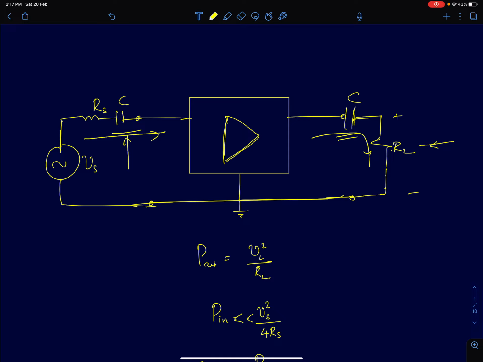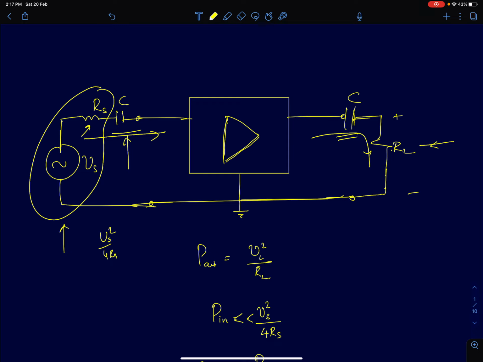Now we know that the input power is limited to a maximum value given by Vs squared by 4Rs. That comes from the maximum power transfer theorem. If you have a voltage source with source resistance Rs, it cannot deliver a power greater than Vs squared by 4Rs. Of course, this may not be sufficient to drive a load resistance directly.